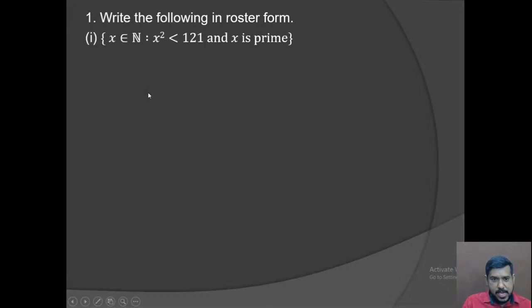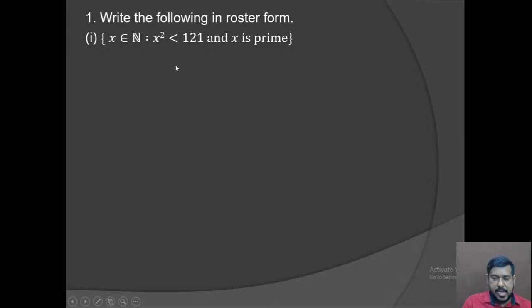Okay, now see, it's given that set of x belongs to N. This N is the natural numbers such that x square is less than 121 and x is a prime. Okay, now you have to find the set of numbers so that those numbers belong to natural numbers. You know that natural numbers start from 1, isn't it? And two conditions are also given, that when you square every number in the set, that must be less than 121 and also that number must be a prime number. So that is very important.